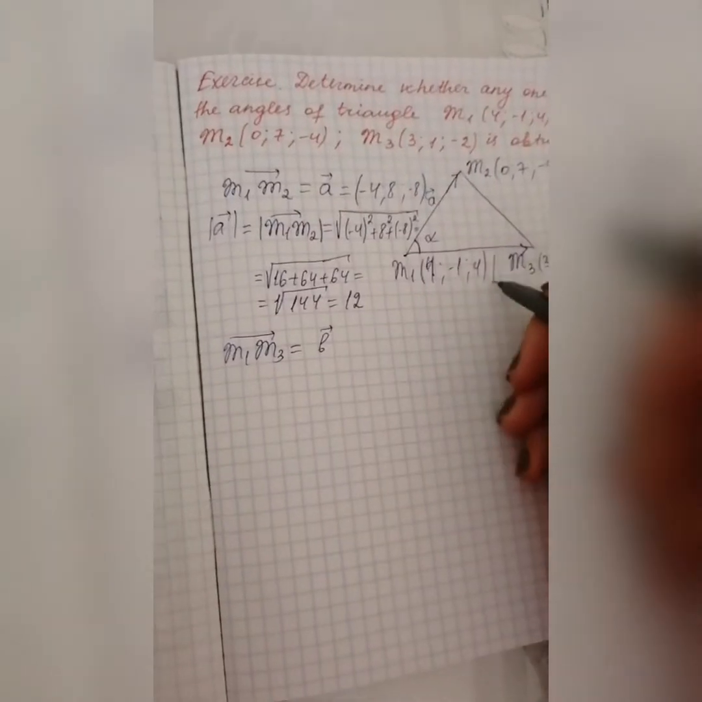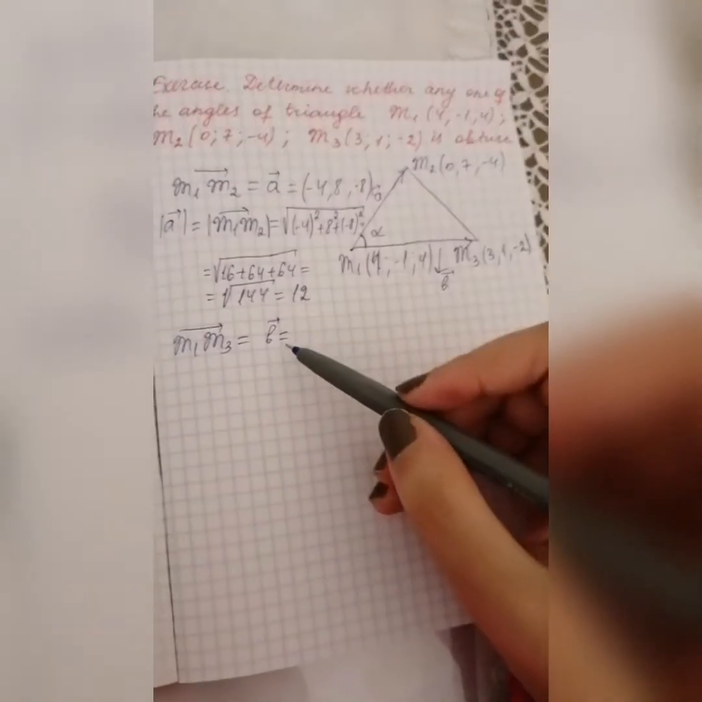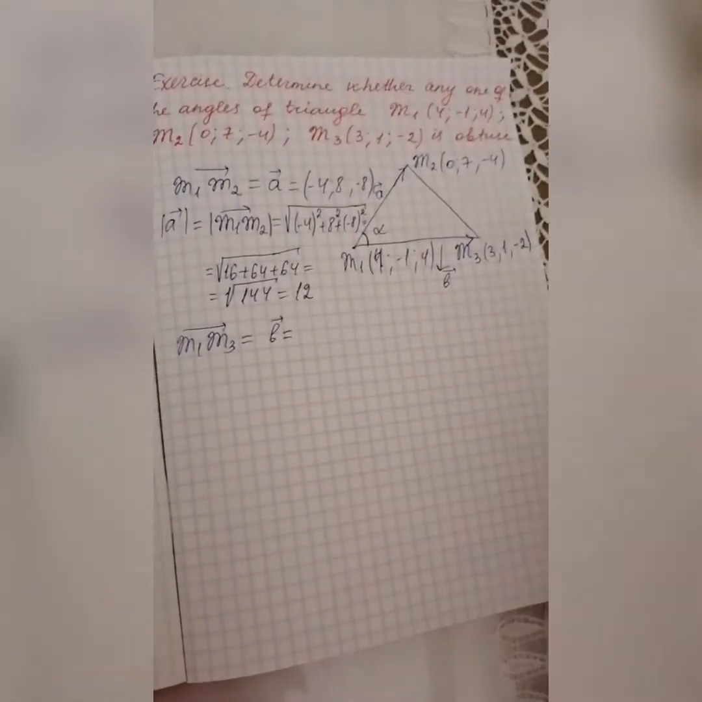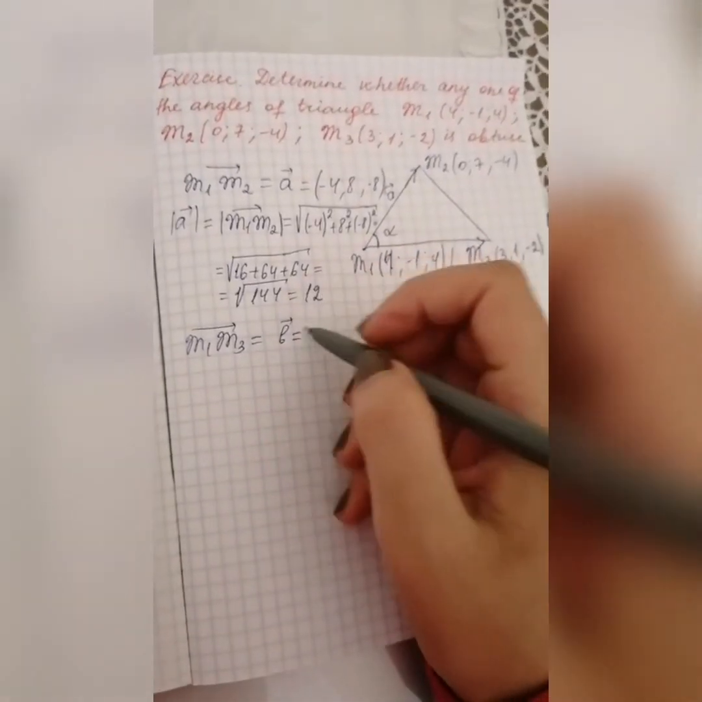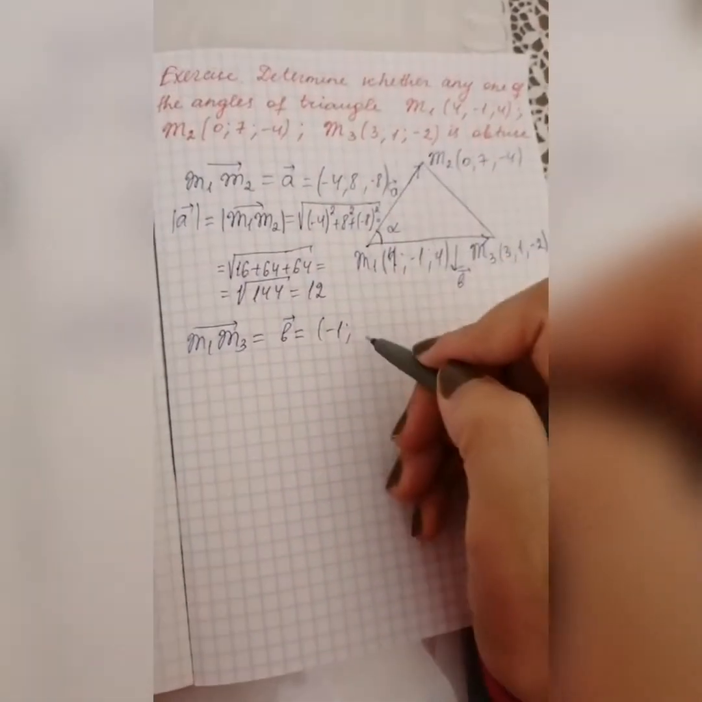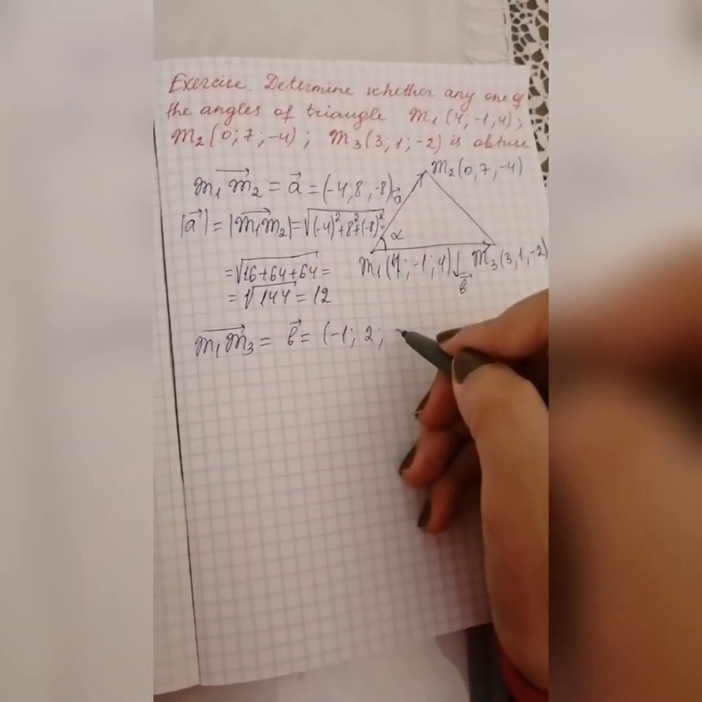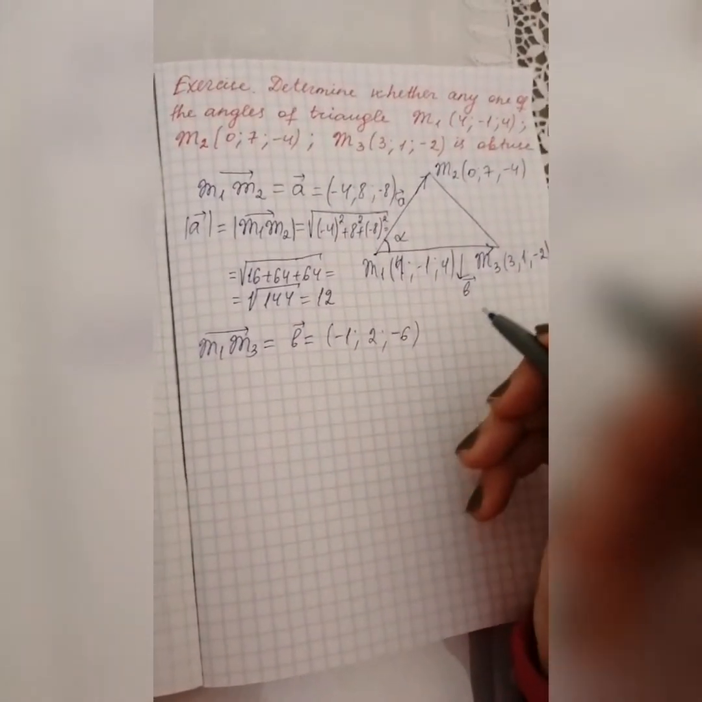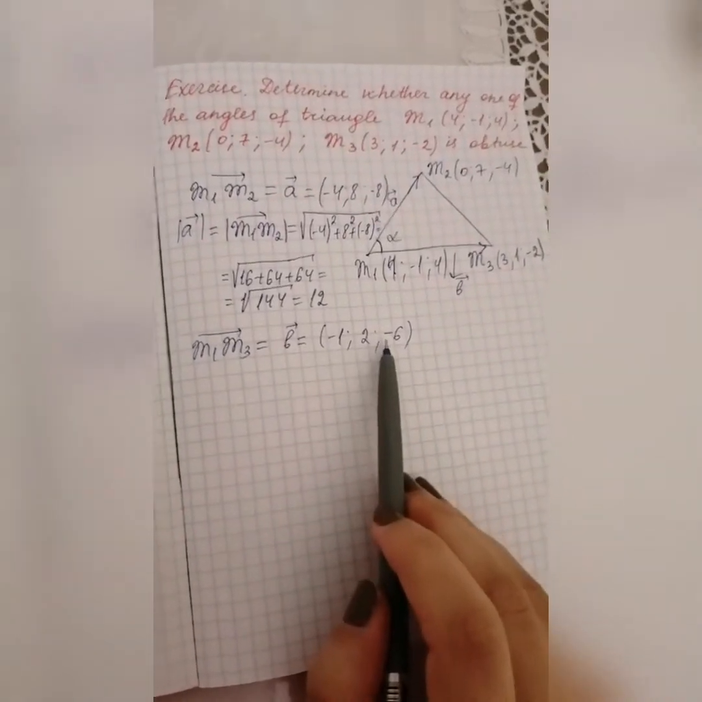For example, this is vector B. And in order to find the coordinates of the vector B, we have to subtract the coordinates of the points. 3 minus 4 is -1. 1 minus -1 is 2. And -2 minus 4 is -6. And yes, these are the coordinates of the vector B.